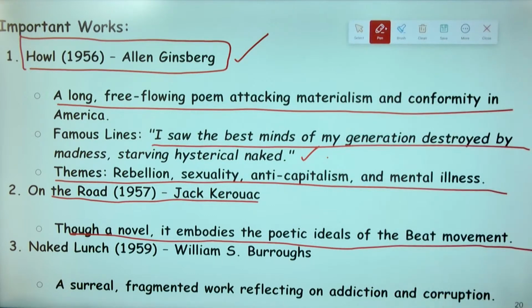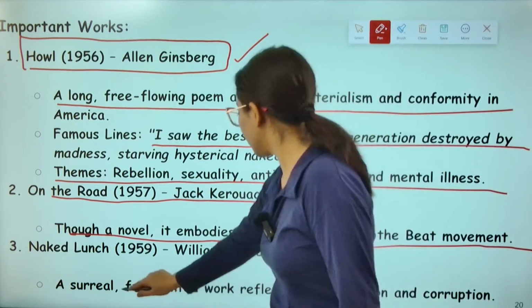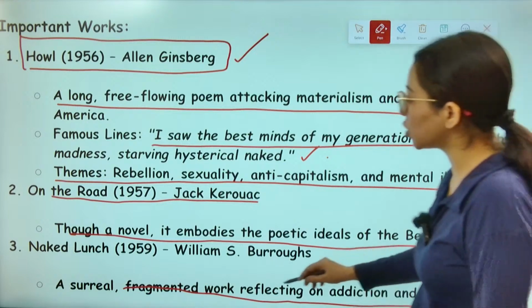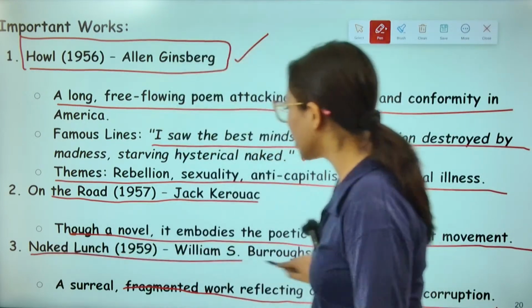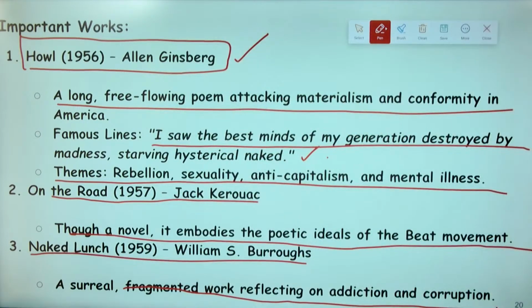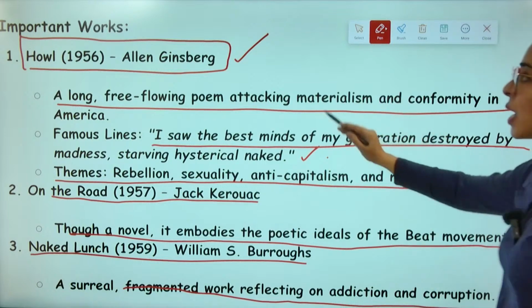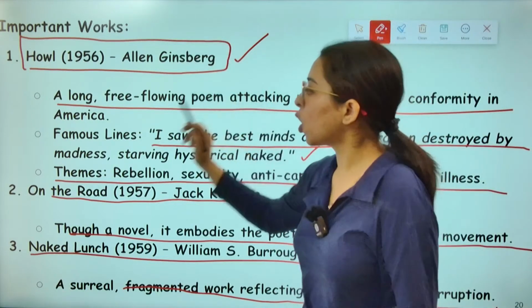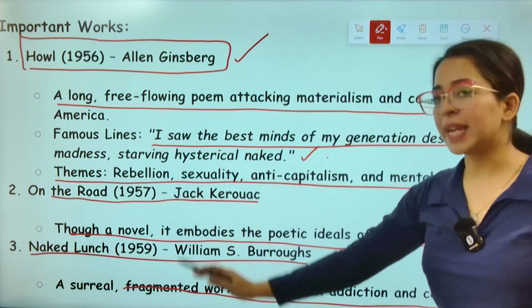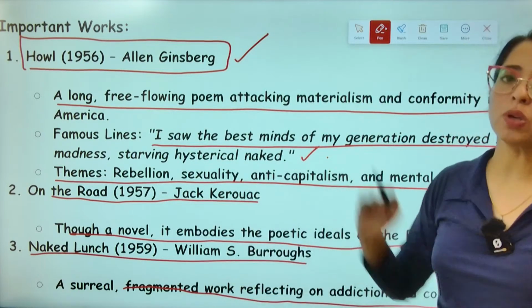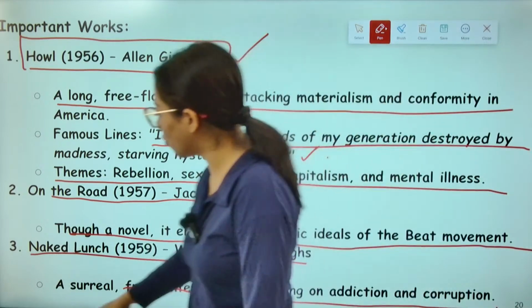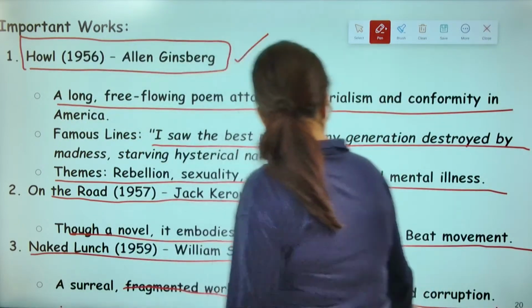Then you have a surreal, fragmented work reflecting on addiction and corruption. Naked Lunch, whose was it? Naked Lunch was by William S. Burroughs. This was a surreal, fragmented work reflecting on addiction and corruption. So the important works are Howl, a poem by Allen Ginsberg, On the Road by Jack Kerouac, and Naked Lunch by William S. Burroughs. These are the three key seminal figures of the Beat movement, along with their works.